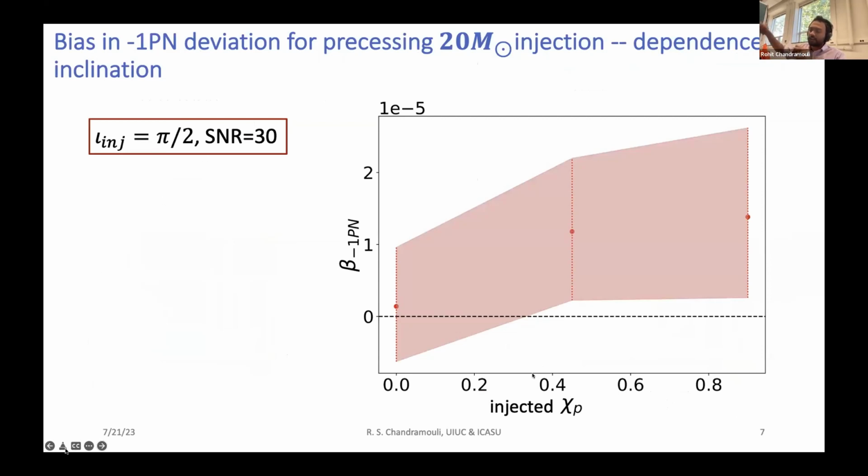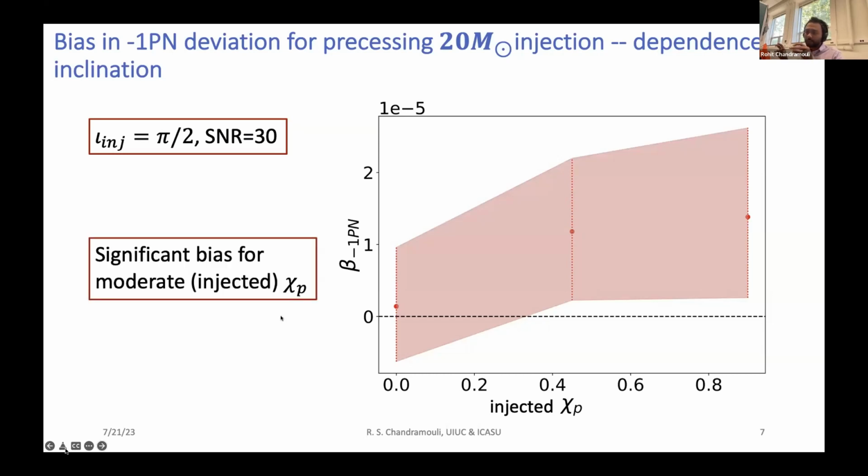So we inject with different values of chi-p. The parameter that we actually change is the X component of mass 1, and we change it from 0 to 0.9. We pick three different points: we inject with 0, with 0.45, and with 0.9, and we keep the inclination fixed for now. The recovered -1 PN parameter, along with the error bars, is plotted on the y-axis. We see that the lower 90% confidence bound crosses 0 at a value of around 0.3. So what this tells us is that when chi-p is larger than about 0.3, you are significantly biased. Even for moderate precession, your test of GR can get contaminated if the source is an edge-on signal.